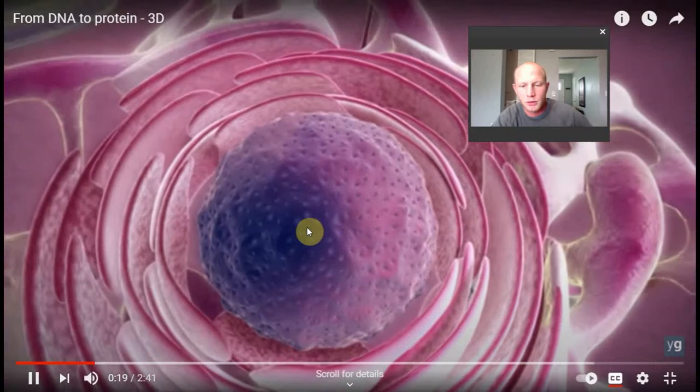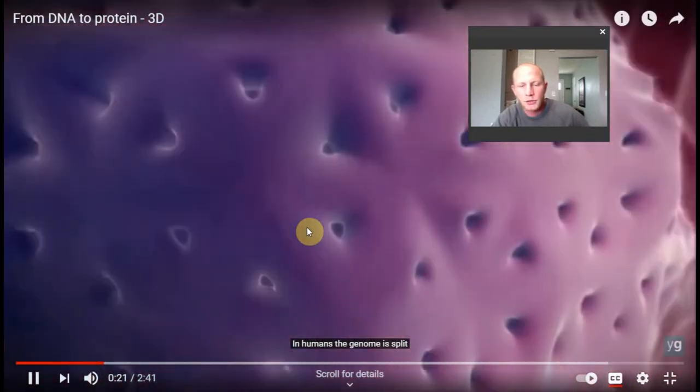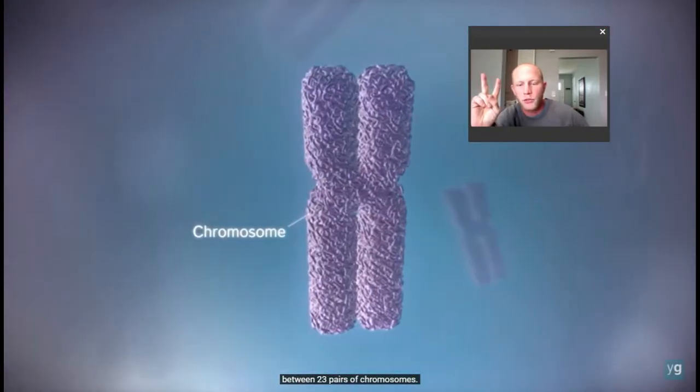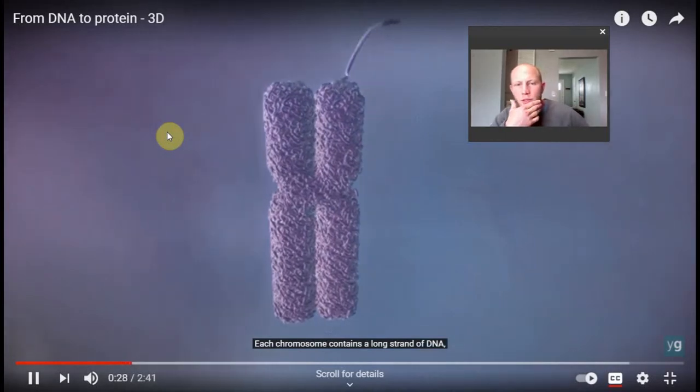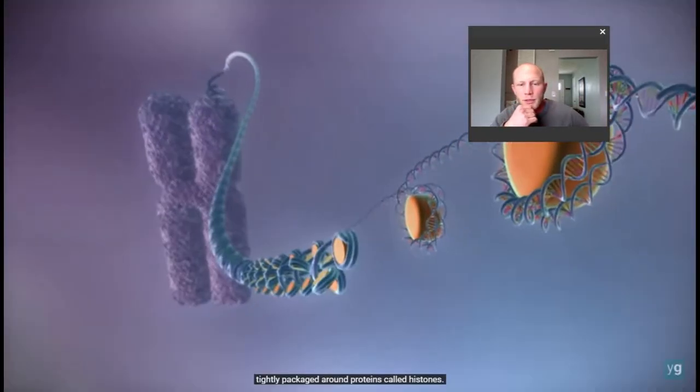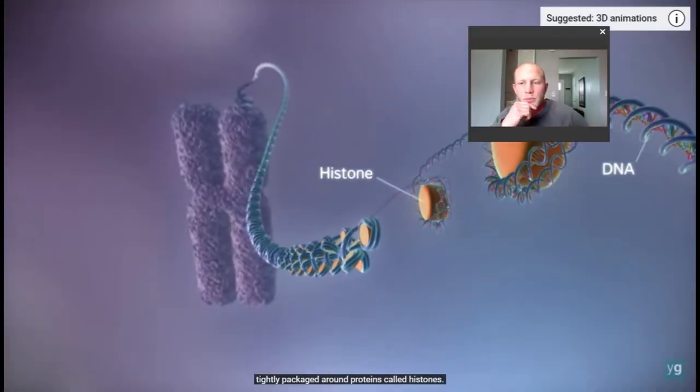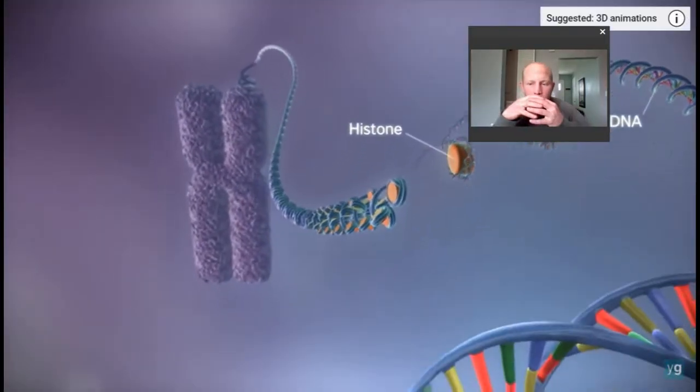That we're really concerned about. In humans, the genome is split between 23 pairs of chromosomes. Inside of these chromosomes, each chromosome contains a long strand of DNA, tightly packaged around proteins called histones. Histone proteins help them coil up and compact.